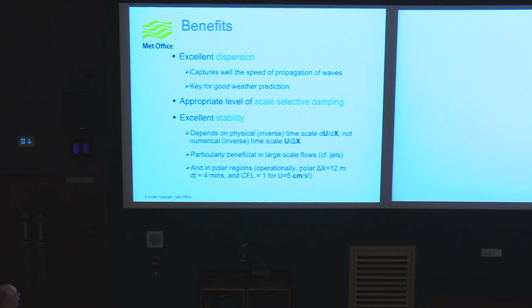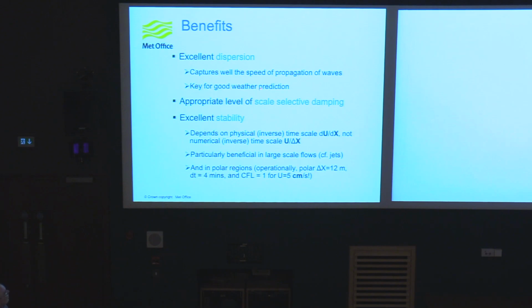And what do I mean by that? What I mean is it captures very well, very accurately, how waves propagate through the atmosphere. And of course, getting the wave propagation right for gravity waves, Rossby waves, is key to getting the weather forecast right, getting the timing of events as fronts come through. We want good dispersion properties. And it turns out that the semi-Lagrangian scheme has that.